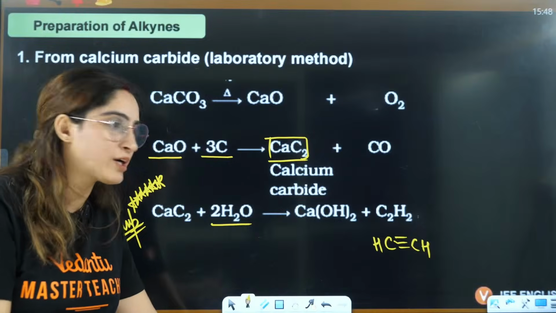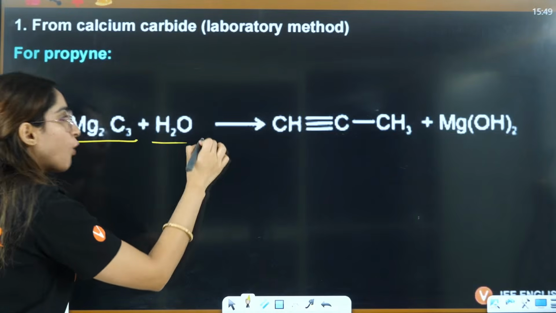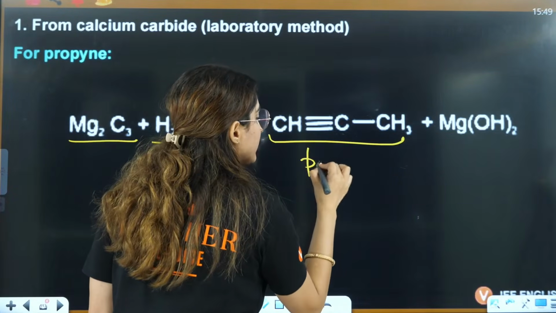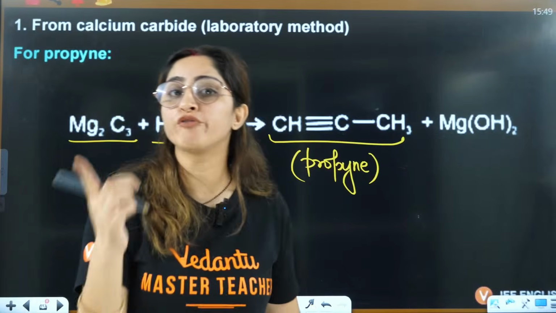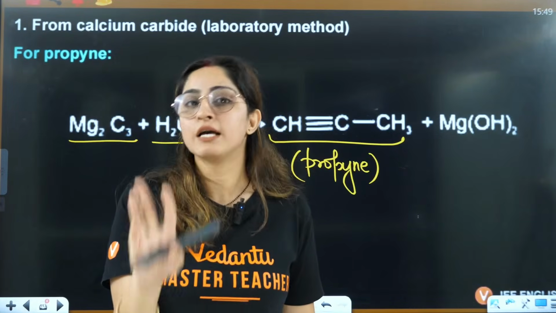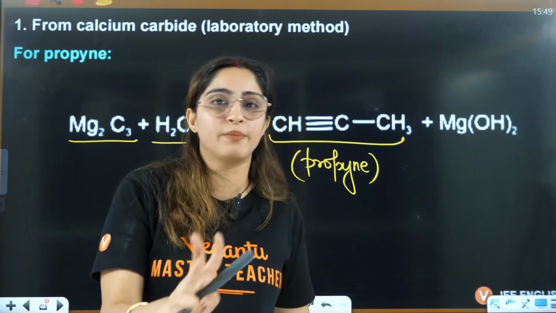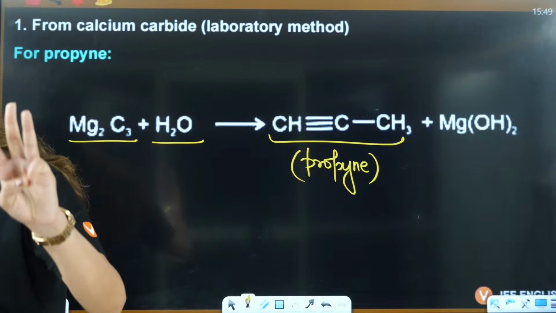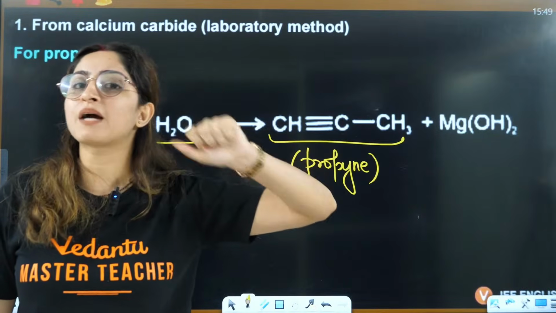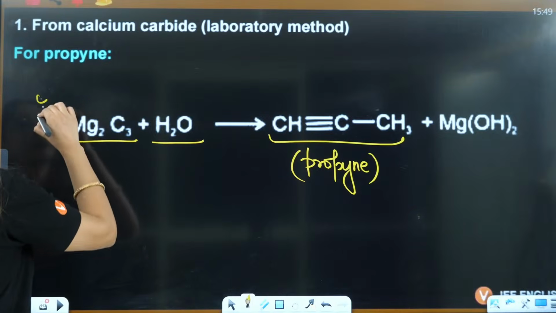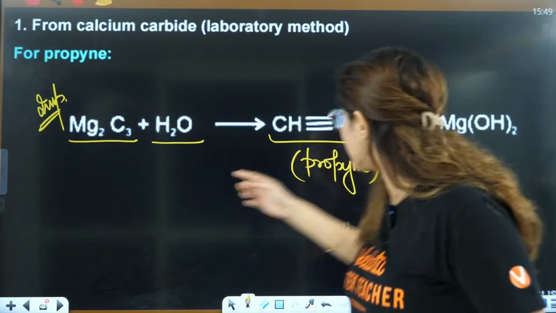Calcium carbide with water will give you ethyne, and magnesium carbide with water will give you propyne. Calcium carbide with water is going to give you ethyne, 2 carbon, triple bond. Magnesium carbide with water is going to give you propyne, that means 3 carbon. Calcium carbide, ethyne. Magnesium carbide, propyne. Both are very important reactions. Directly they start from here, then further reactions.